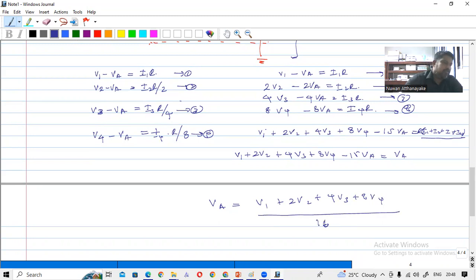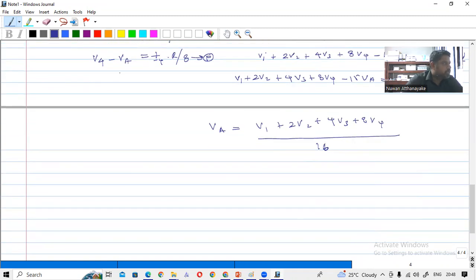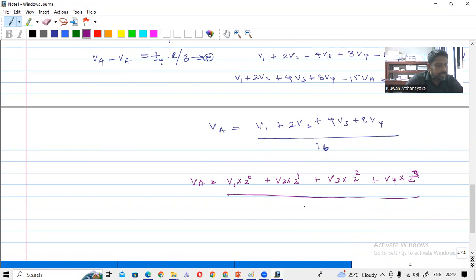Now you can see that you can write this VA as V1, here it is 1, so you can write it as 2 to the power 0, plus V2 times 2 to the power 1, plus V3 times 2 to the power 2, plus V4 times 2 to the power 3, sorry, 2 to the power 3. And it is divided by 16, that means 2 to the power 4. Okay, so this is the general equation for VA.